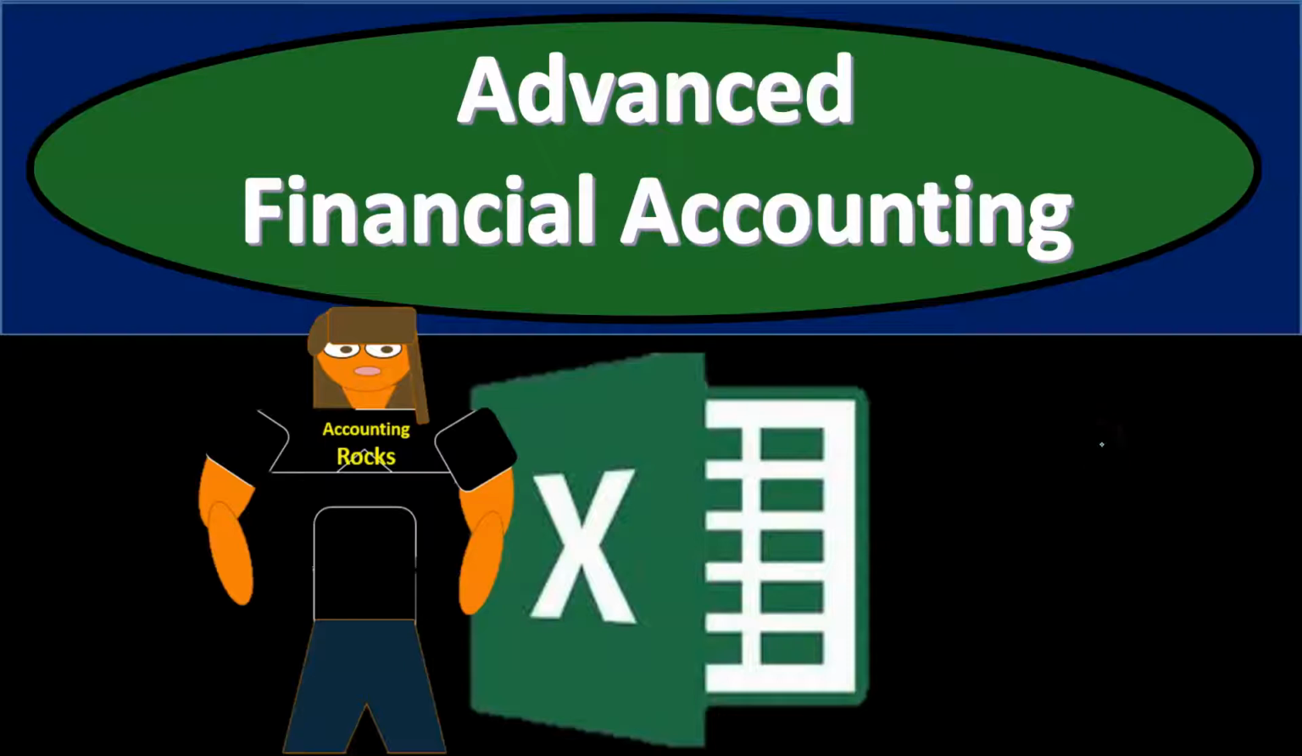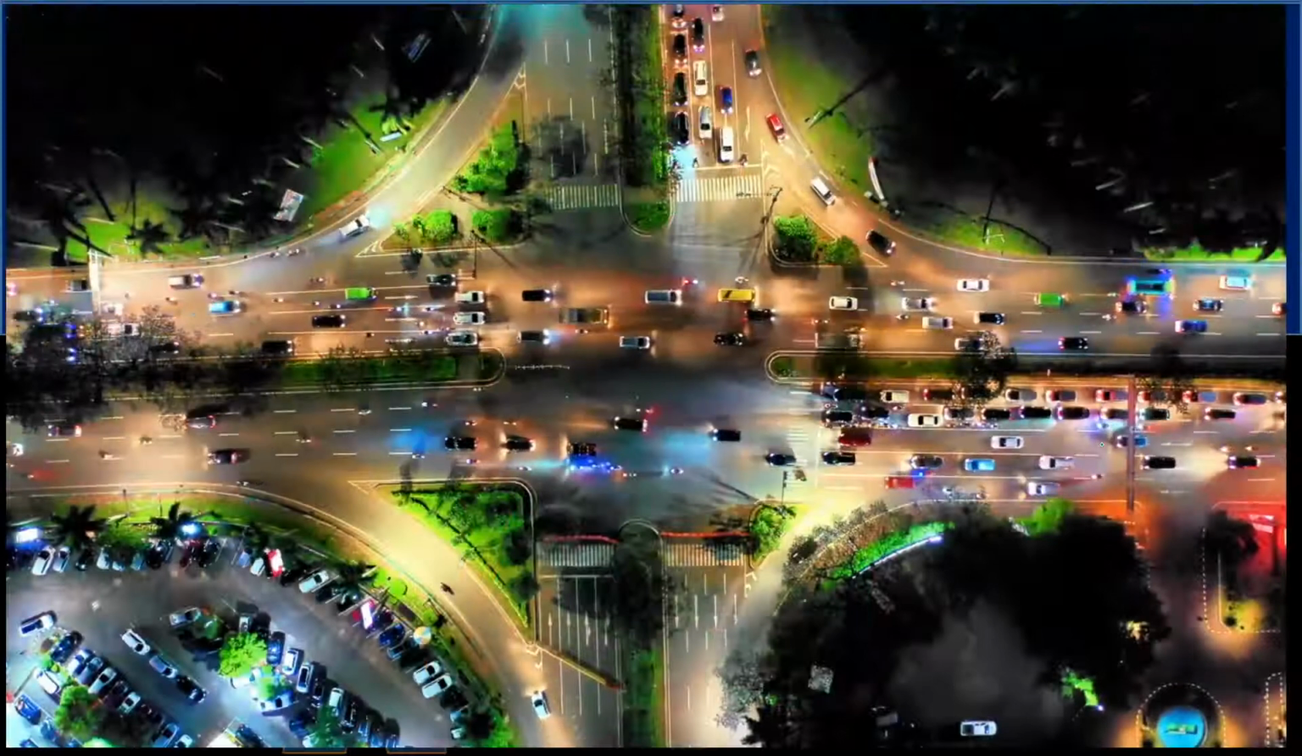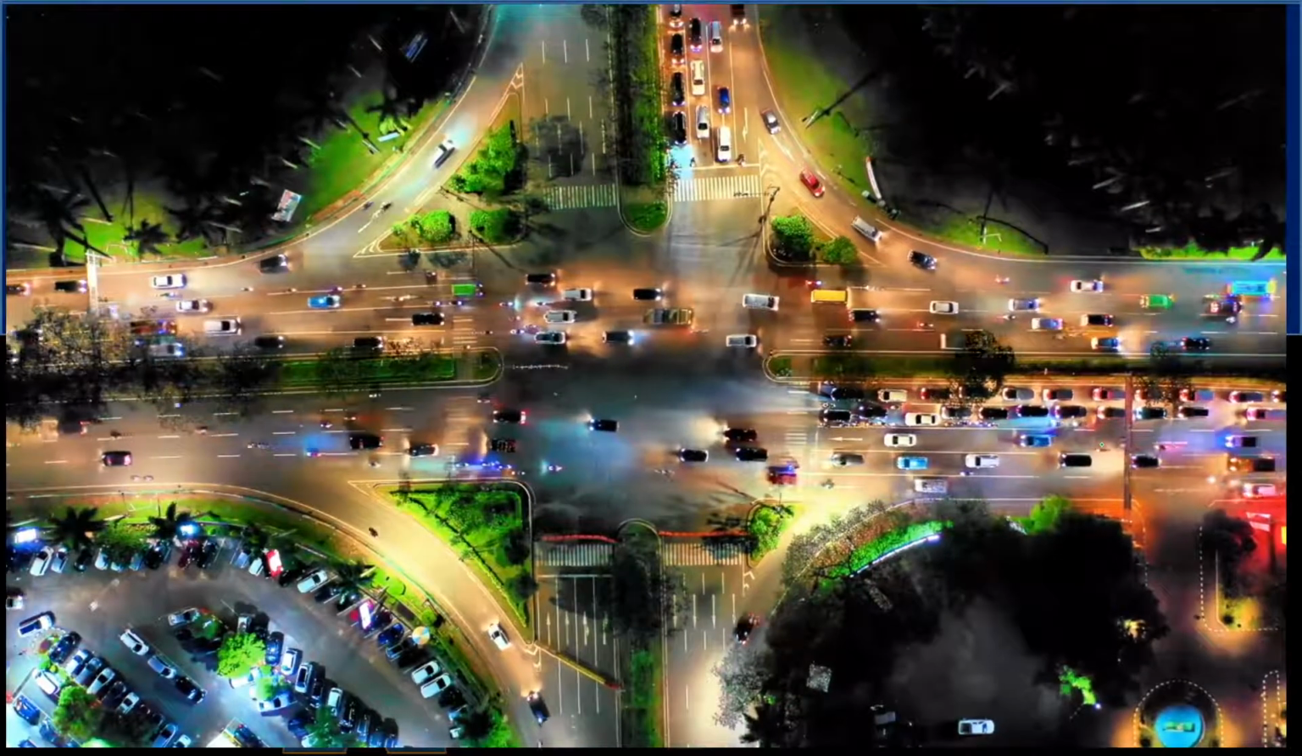Advanced Financial Accounting Excel Practice Problem. In this presentation, we're going to work a practice problem in Excel for a forward exchange contract designated as cash flow hedge and redesignated as a fair value hedge. Get ready to account with Advanced Financial Accounting.